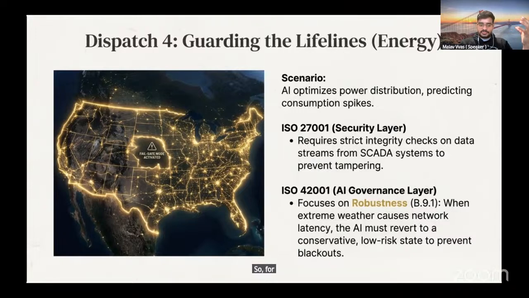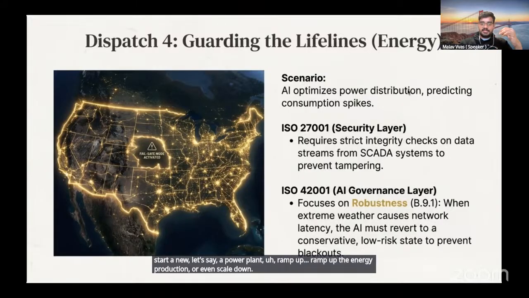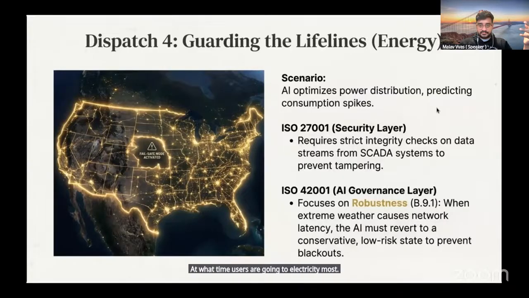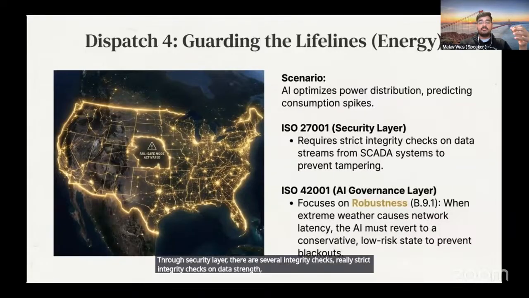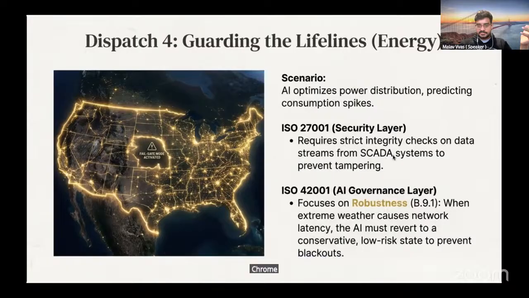For those situations, the energy grid needs to compensate. It needs to start a new, let's say, power plant, ramp up the energy production, or even scale down. So they need to accurately predict consumption spikes, at what time users are going to use electricity most. That's why they use AI models and technology to do this. In the security layer, there are several really strict integrity checks on the data stream, like how the AI model is getting data from SCADA systems. So let's say someone is not feeding false data.